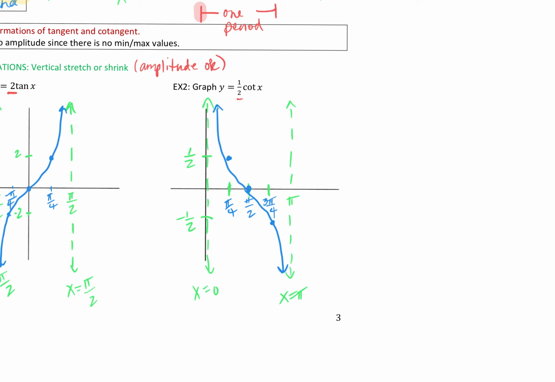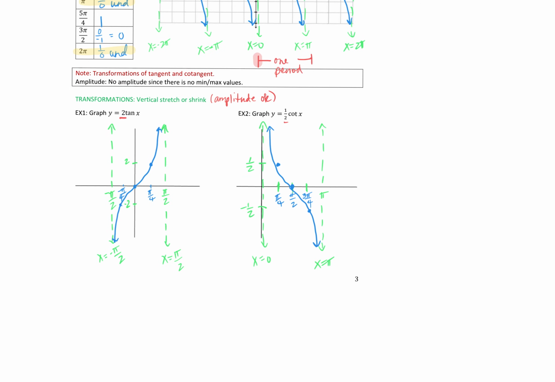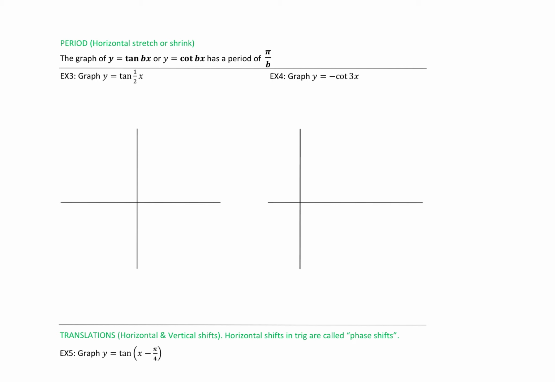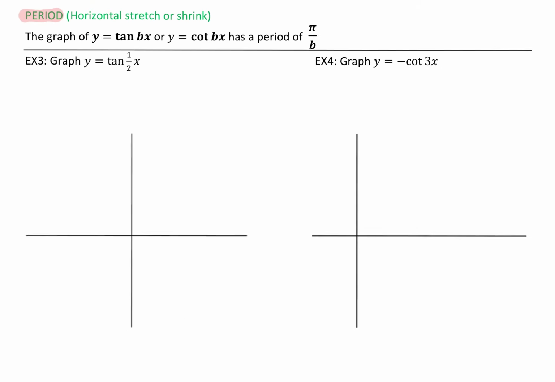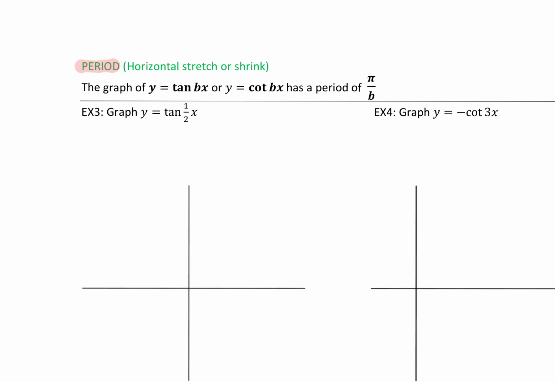And that's it. That is one period of the transformation with tangent and cotangent. All right, the next thing we're going to look at is our horizontal stretch or shrink, and that's where we change the period. So that language is still the same. We're still saying period when we're stretching horizontally.